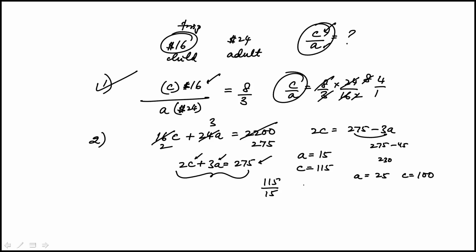In this case, the ratio would be a different value. This is the 4:1 that we got here, but this would be 5 times 2, 23:3. So we have two different values for the ratio, and that means 2 alone is insufficient.